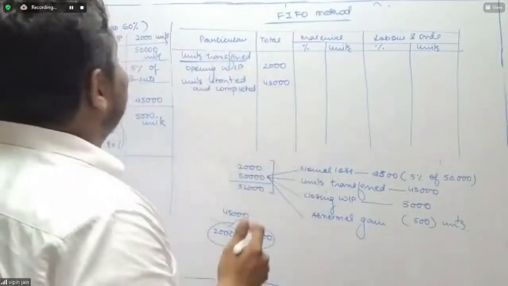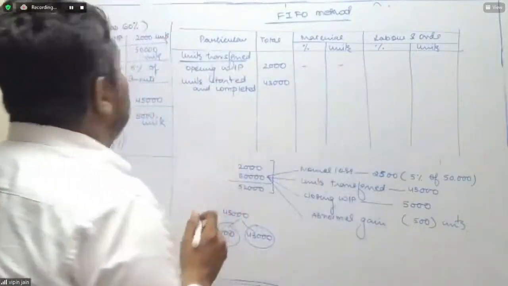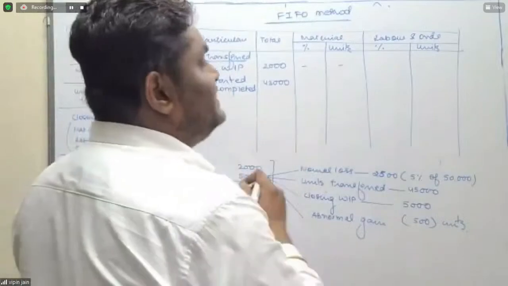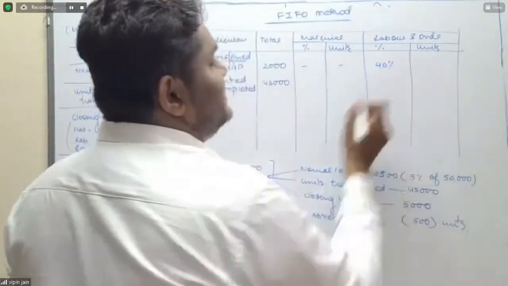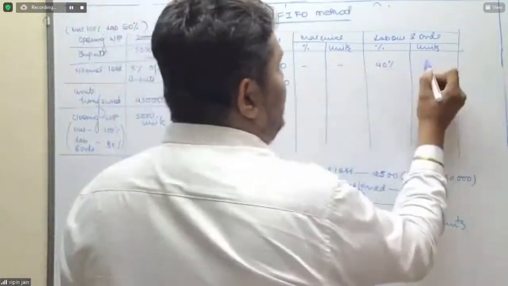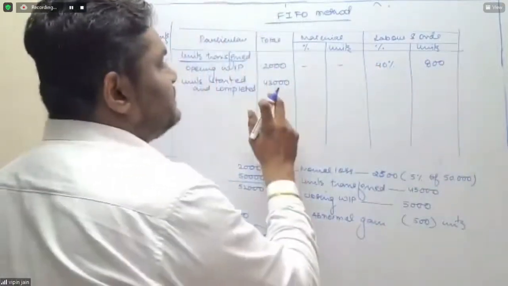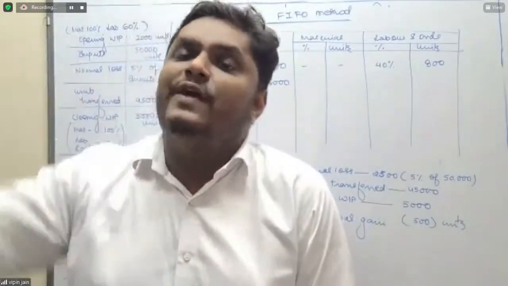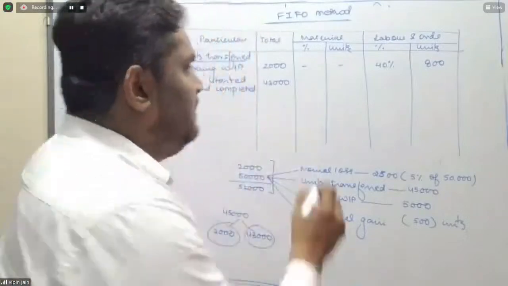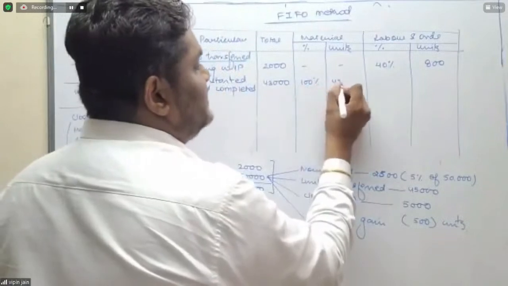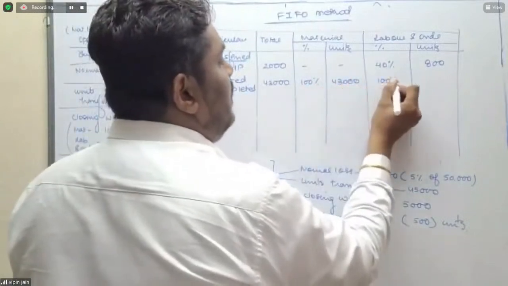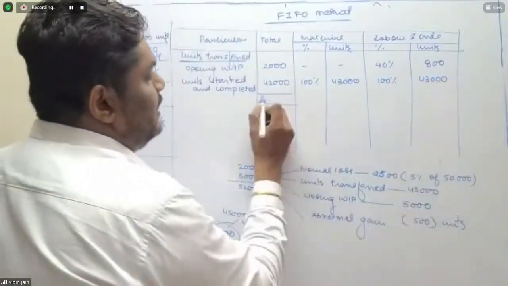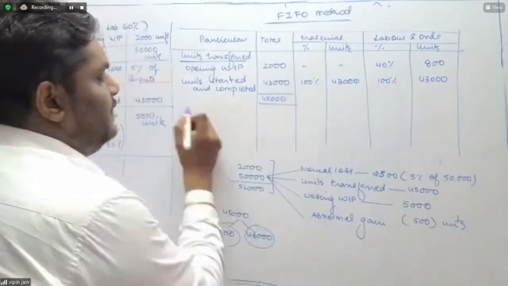Now opening work in progress is already completed in respect of material, so nothing is done in this year. As far as labor and overheads is concerned, it is completed by 60% last year. So balance 40% will be completed this year. So 2,000 into 40%, that is 800. Similarly, since 43,000 inputs were made during the year and they are transferred to the next process, we will assume they are 100% complete. So 43,000 into 100%, that is 43,000. So this is all about the accounting of 45,000 units that are transferred.